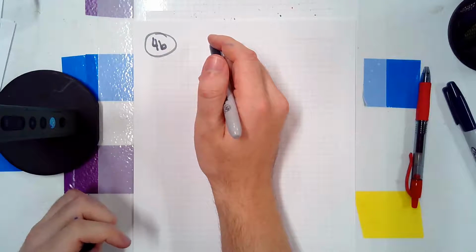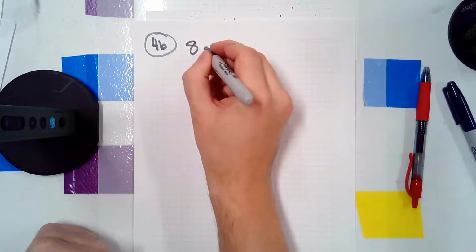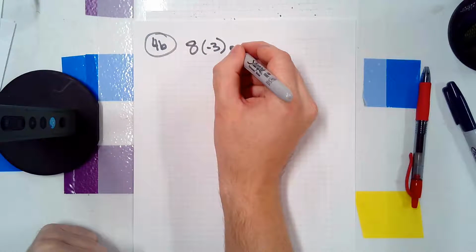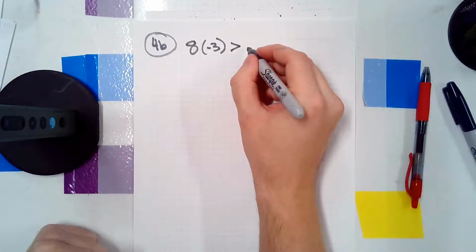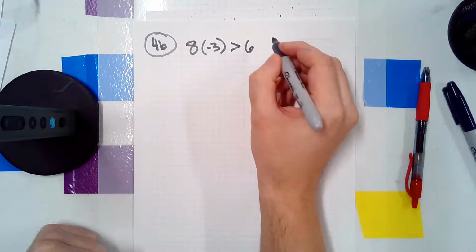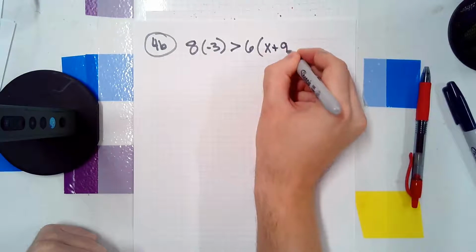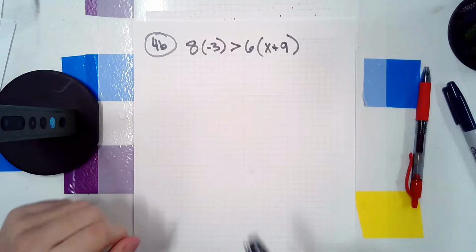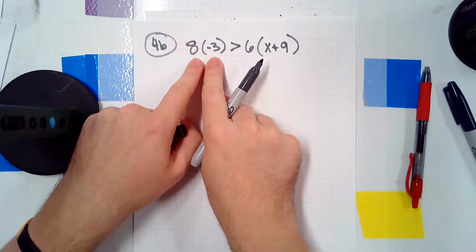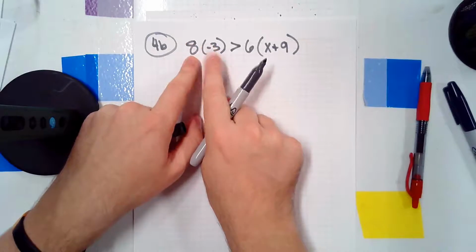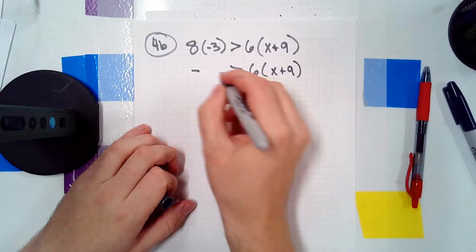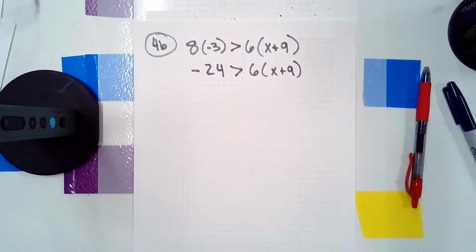Alright, so 8 times negative 3 is greater than 6 times the quantity x plus 9. All right, so here's what we're going to do. First of all, thanks, problem makers, for giving us this extra step to do. What's 8 times negative 3? It's going to be negative something. 24. I always have to do 8 times 8 is 16 and add 8 in my head. I don't know why. All right, Jace, what's your question?